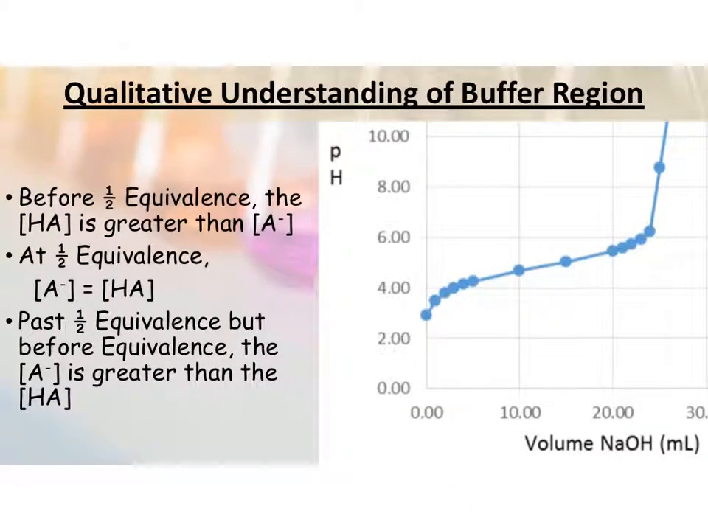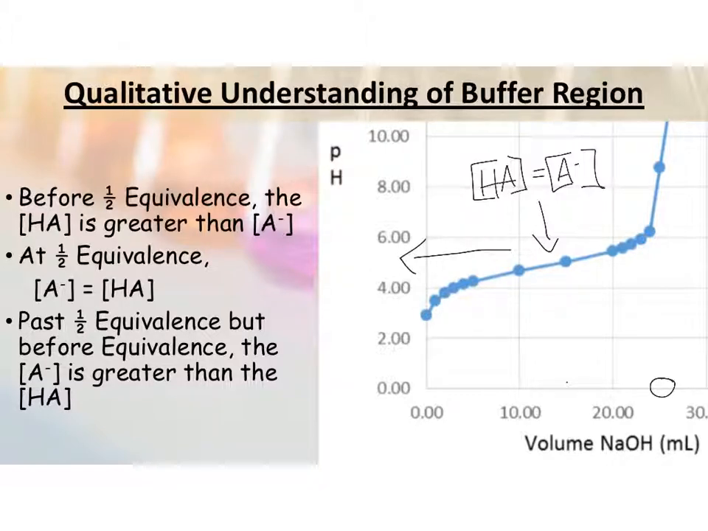All right, so let's talk about qualitatively what can we understand from the buffer region. Okay, so we know, so here is equivalence, right? So equivalence is about 25. So about 12.5 is going to be our half equivalence. So at half equivalence, we know that the HA is equivalent to the A minus. So the acid is equal to the conjugate base. Okay? Now before half equivalence, you have more acid than you do base.